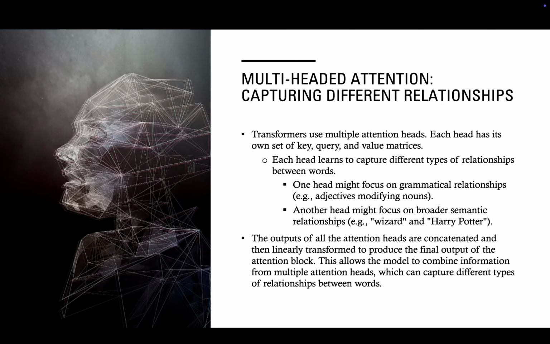The outputs of all attention heads are concatenated and then linearly transformed to produce the final output of the attention block. This allows the model to combine information from multiple attention heads, which can capture different types of relationships between words.